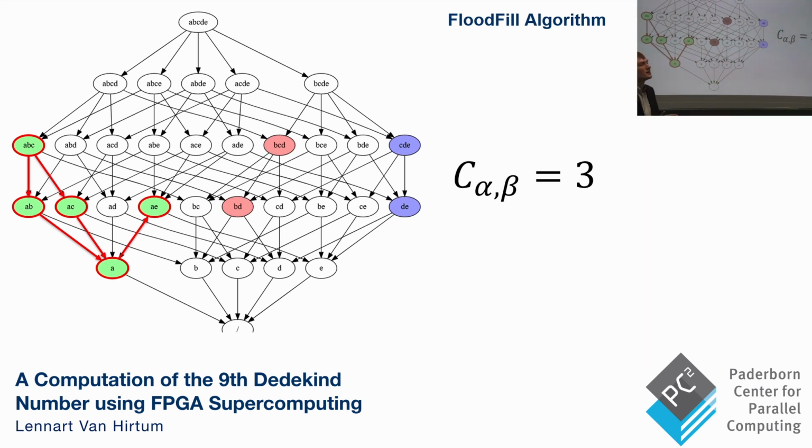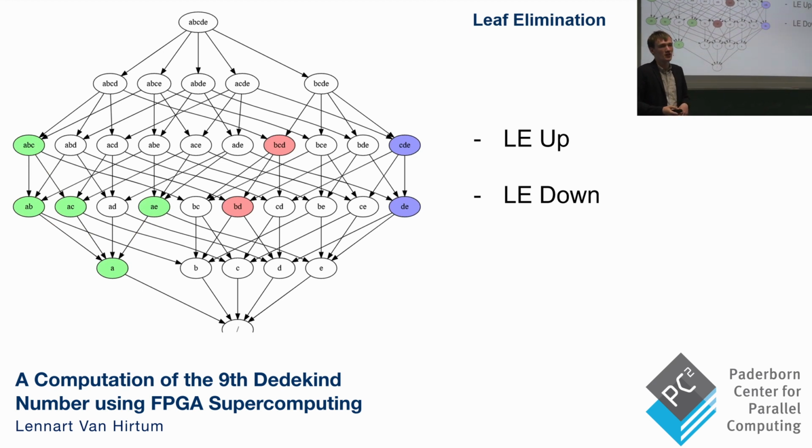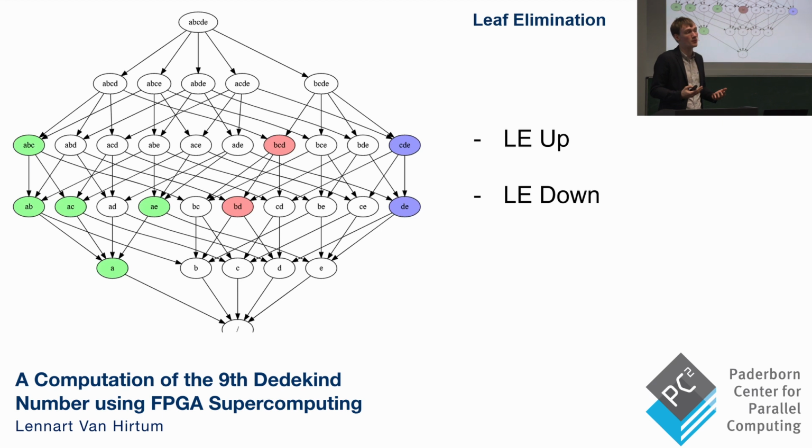Now we can already apply some minor optimizations to this. This was still while we were working on the CPUs, but it applies to FPGAs as well, which is leaf elimination. So basically, we just start removing nodes beforehand so that our exploration step takes less time.